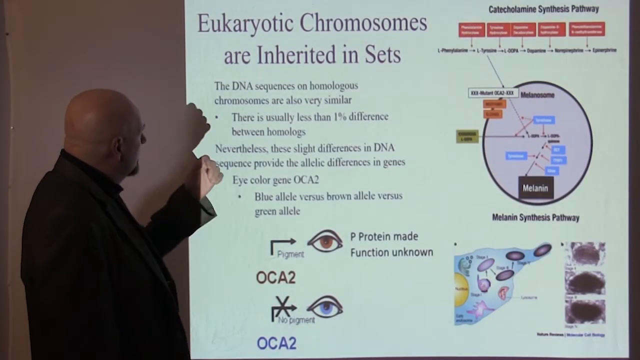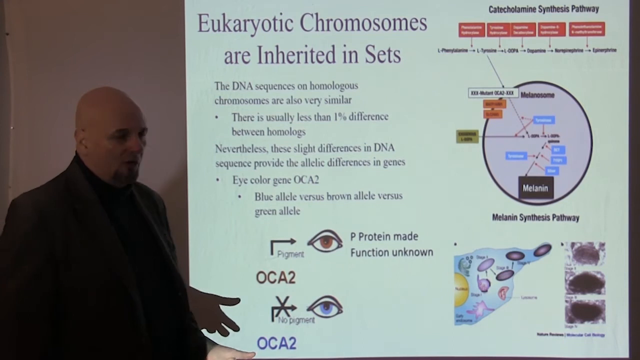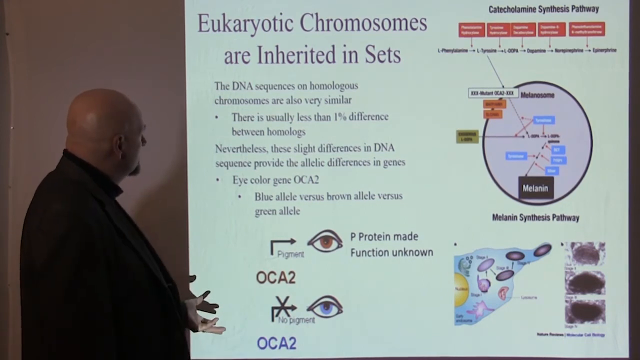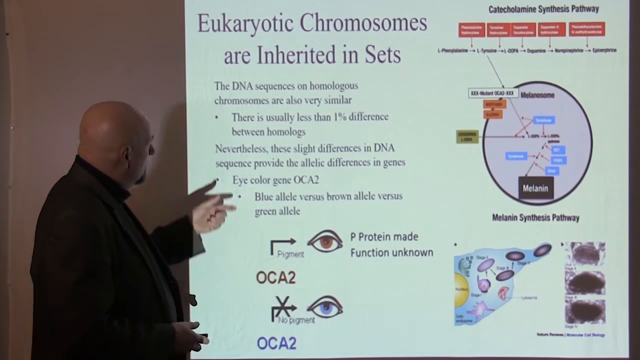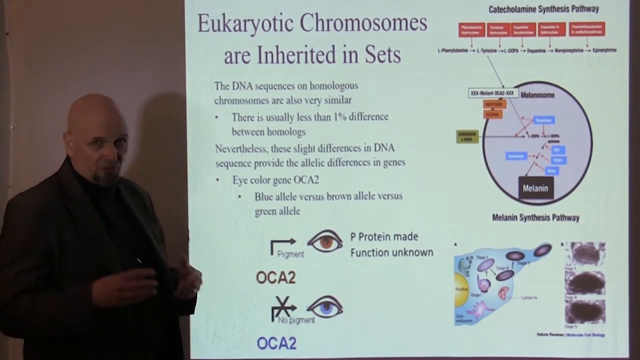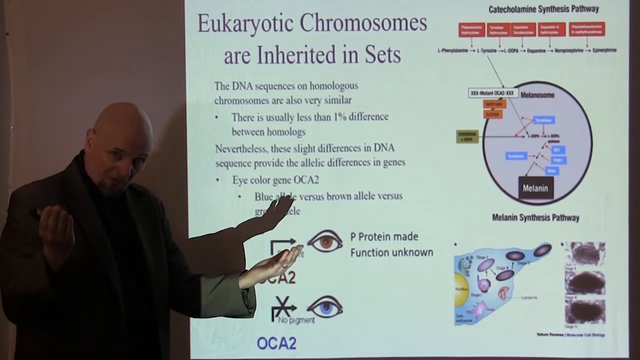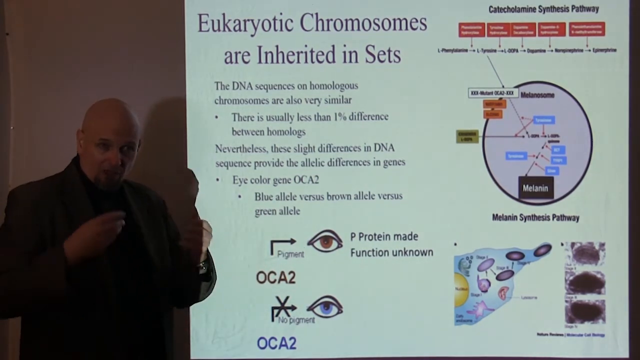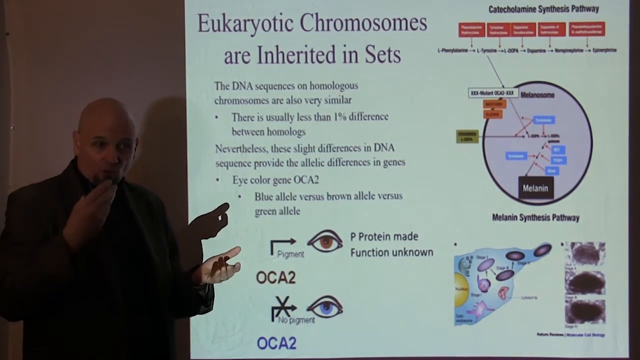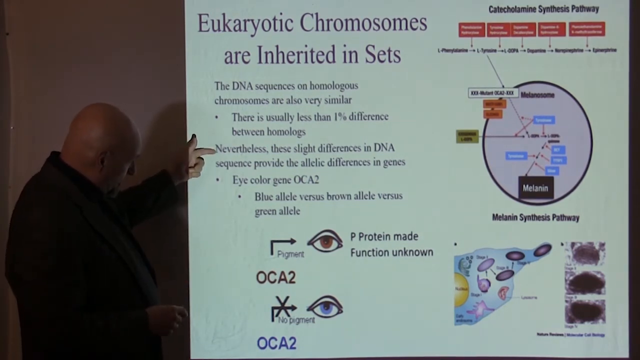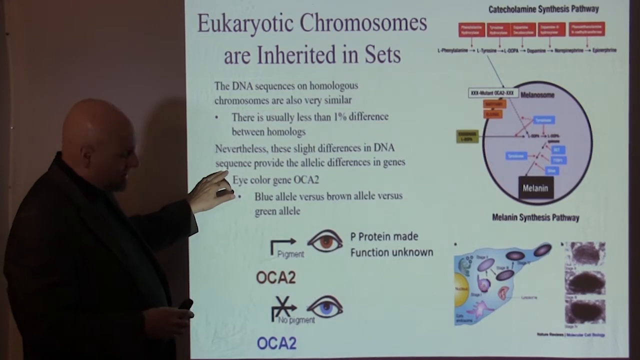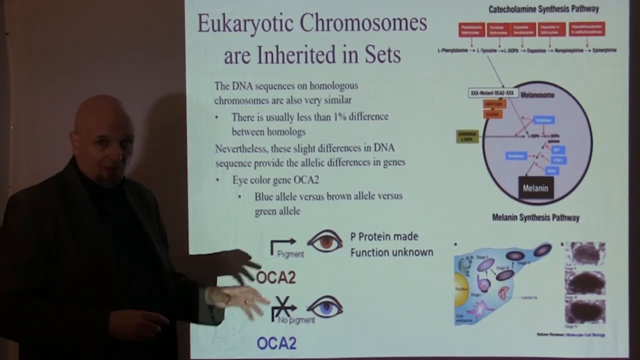Okay, so when we talk about eukaryotic chromosomes being inherited in sets, and you talk about homologous chromosomes as being very similar, there's usually less than 1% difference between those homologs. Remember, one's from mom, one's from dad. So that means that for every 100 nucleotides, one of them is different if you look at the sequence. Nevertheless, the slight differences that occur, which is not a whole lot, can lead to allelic differences.